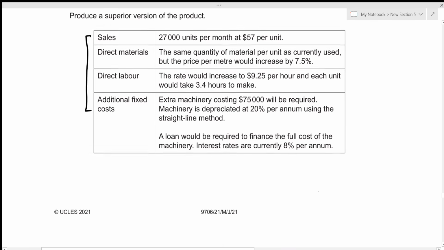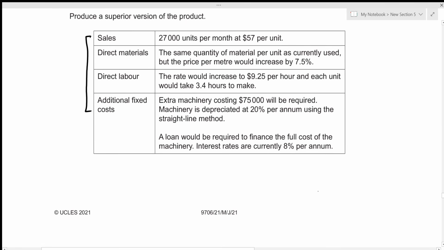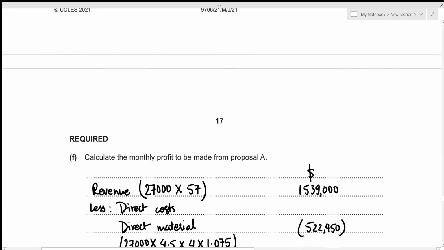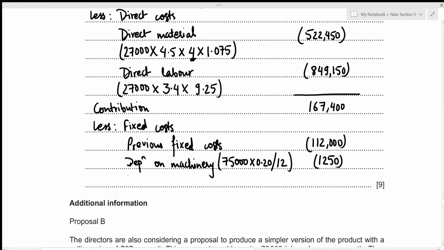Let's have a look at the information again. A loan would be required to finance the full cost of the machinery, and interest rates are currently 8% per annum. So we need to calculate the interest as well. Like we did before, we only need to include the interest per month. So firstly, let's calculate the interest per year. So interest per year is going to be 75,000 and the interest rate is 8%, so we can just write it as 0.08. This gives us the total interest for the year, but we only require the interest per month, so we're going to divide by 12. This gives us the monthly interest to be 500. Now this concludes the total fixed cost. We can easily figure out the profit for the month now.